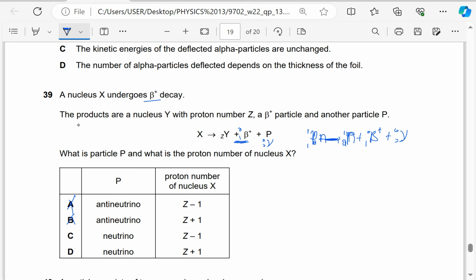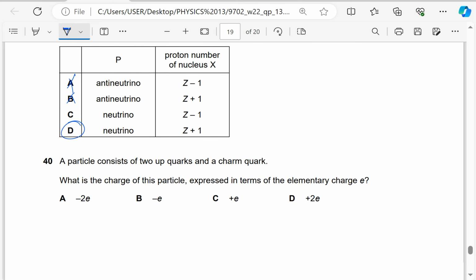So the question is, what is particle P? And we have said that is a neutrino. And what is the proton number of nucleus X? If I'm looking for the proton number of nucleus X, to balance the proton number, this side I have Z plus 1. So they want the proton number of X. To balance, this will be Z plus 1. So the answer is automatically D. I don't even need this equation.